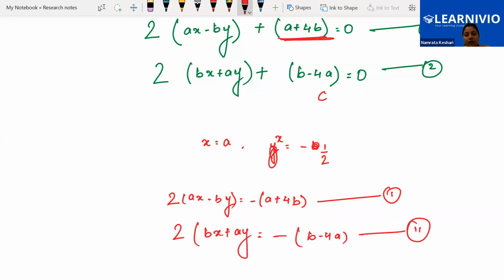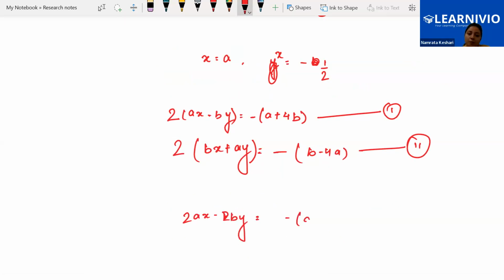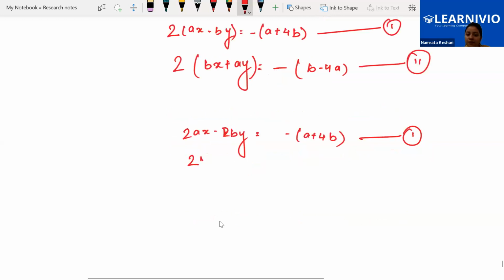Now we can apply the distributive property to open the bracket so that our x coefficient and y coefficient will be clear to us, and we can see whether in the elimination method we need to multiply any extra term. So we'll be having 2ax minus 2by is equals to minus a plus 4b. Here I am doing it quite quickly because you have already done it and got the value of x and y. So 2bx plus 2ay is equals to, and I need to check whether we are also getting the same x or not.